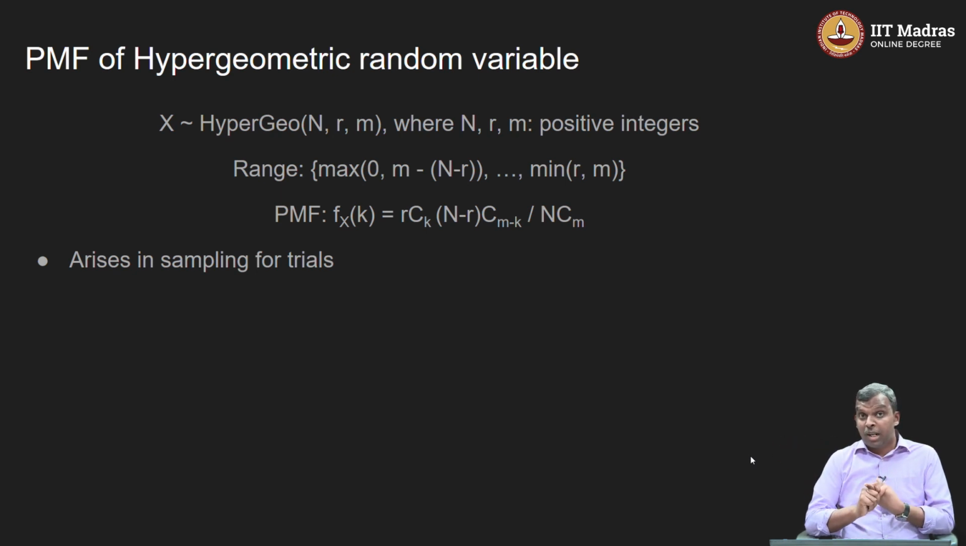Then we had the Poisson random variable. We have not yet seen an application. We'll see it soon enough. It occurs quite often, surprisingly often. And then we had the hypergeometric random variable, which arises in sampling. Okay. So with that, we'll conclude this lecture and move on to the next one.